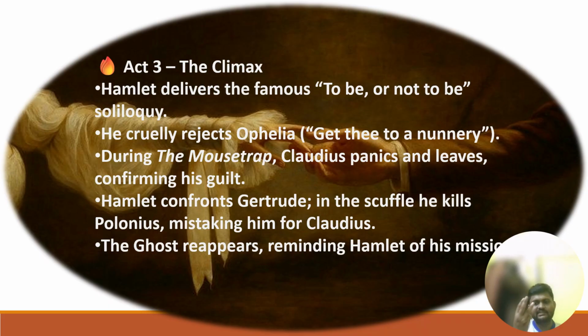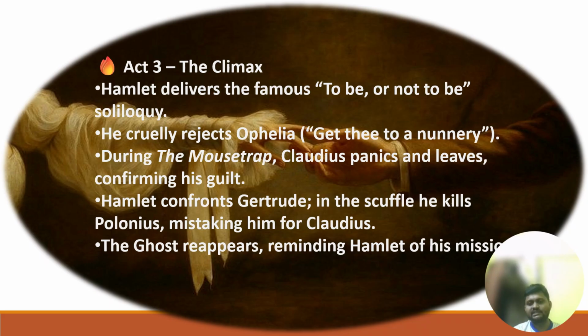Act 3 is the climax of the play. Hamlet in this act delivers his famous soliloquy, to be or not to be. He then cruelly rejects Ophelia, and this rejection later leads to the death of Ophelia. While the play Mousetrap was performed, Claudius panics and leaves the play. This confirms that he had killed King Hamlet.